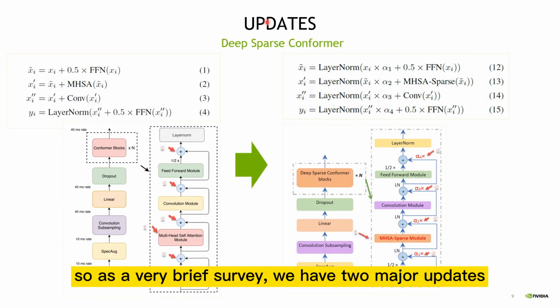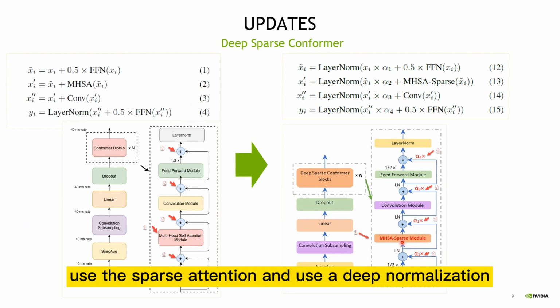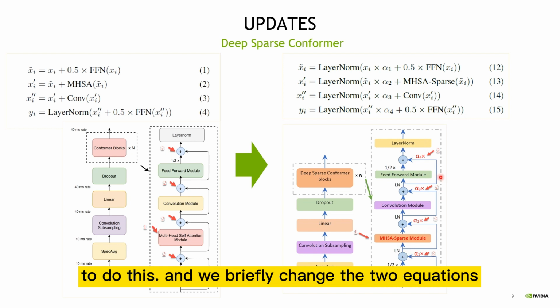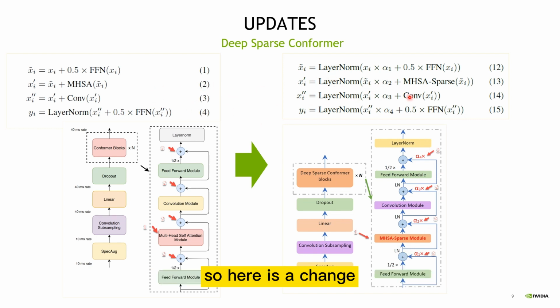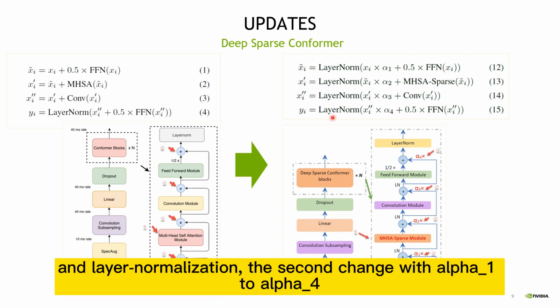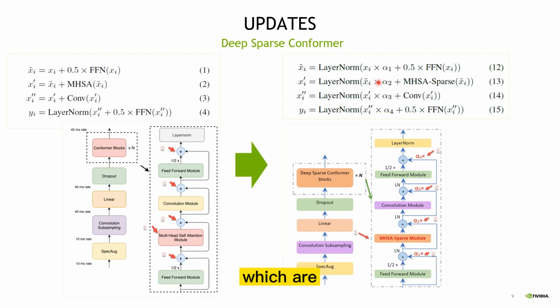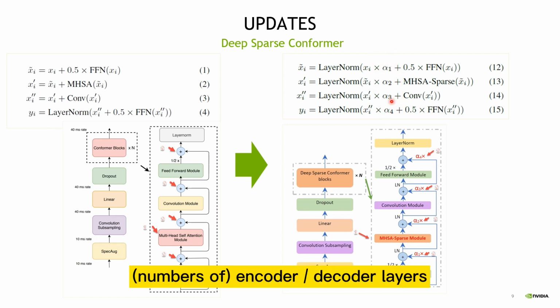So as a very brief summary, we have two major updates: use the sparse attention and use the deep normalization to do this. And we briefly change the two equations. So here is a change, the layer normalization, the second change, with alpha 1 to alpha 4, which are functions computed by the encoder and decoder layers.